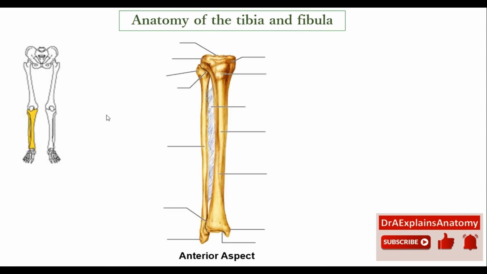Starting with the first figure, this right here is the tibia. It looks like a T, that's the tibia. And this is the fibula. The fibula is the lateral bone, LA, lateral. Tibia is the medial bone. Right here we have the interosseous membrane between the two bones.